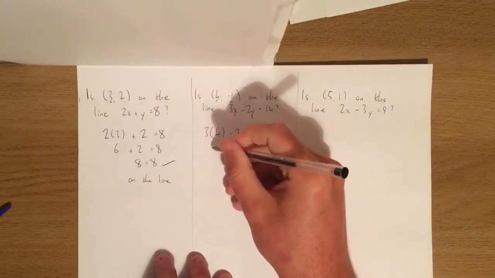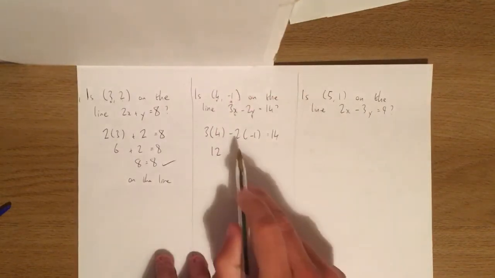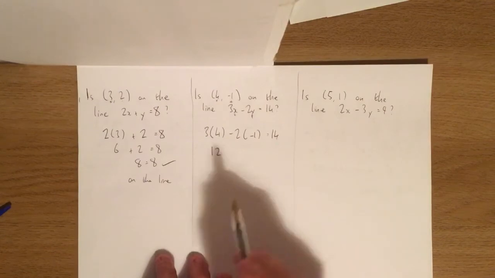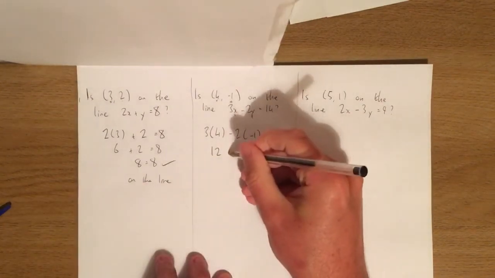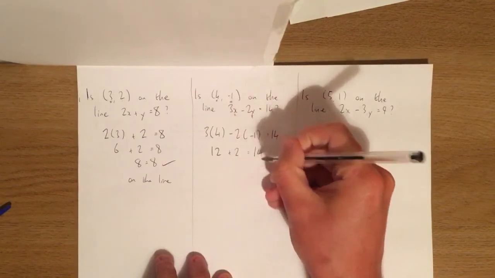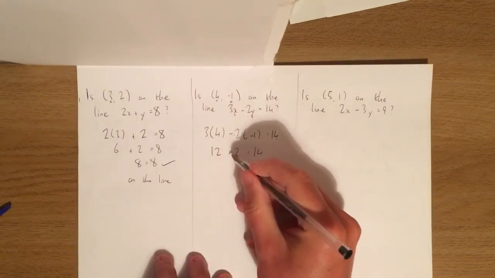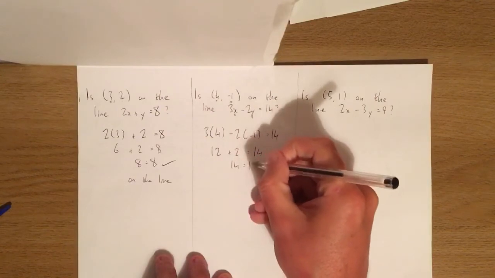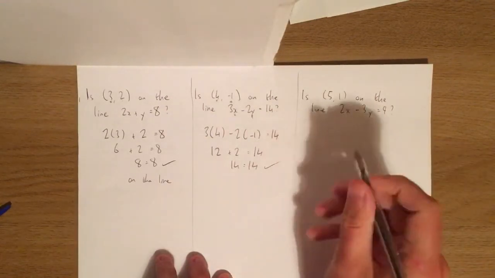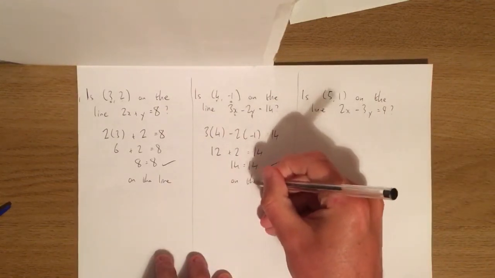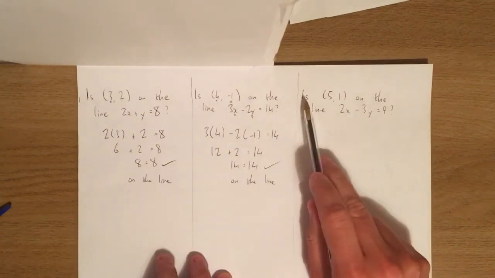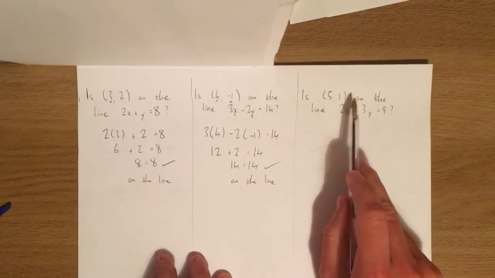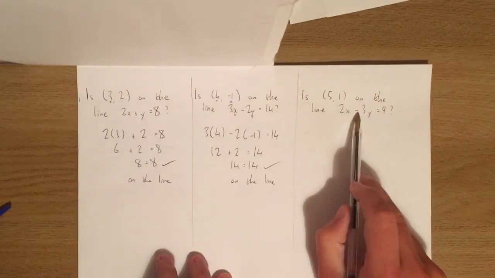3 times 4 is 12. Minus 2 times minus 1, be careful with that, do it on the calculator if you need to. Minus 2 times minus 1 is plus 2. Left hand side then, 12 plus 2 is 14, which is equal to 14. Okay, so that point is on the line.